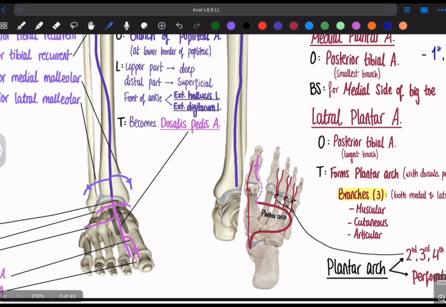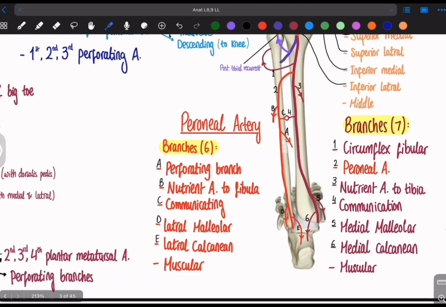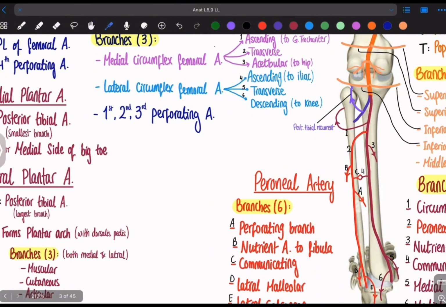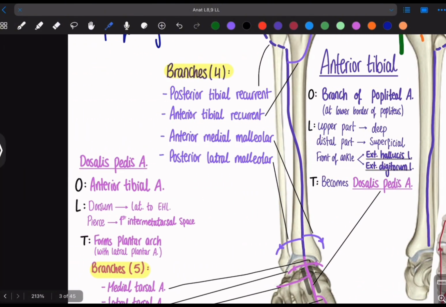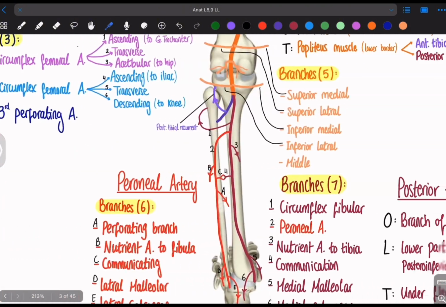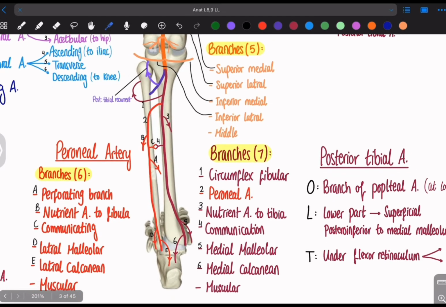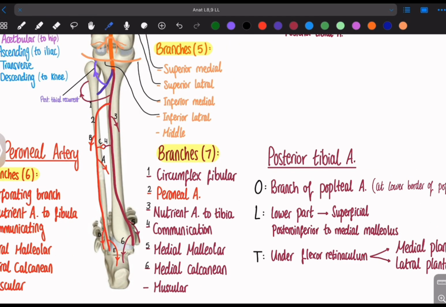Now let's move back here. If you remember when we talked about the popliteal artery, we said it terminates into anterior tibial and posterior tibial. So we're done with the anterior tibial. We said everything about the anterior tibial, and then we reached all the way to the dorsalis pedis, which is the termination of the anterior tibial. So let's go back and see the posterior tibial now, okay? So for the posterior tibial, what's the origin? We all know it. It's a branch of the popliteal artery, okay?